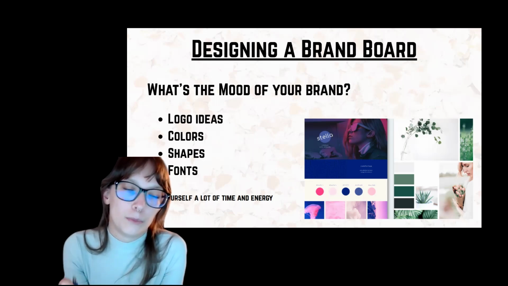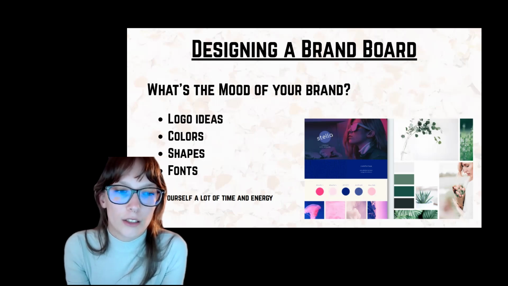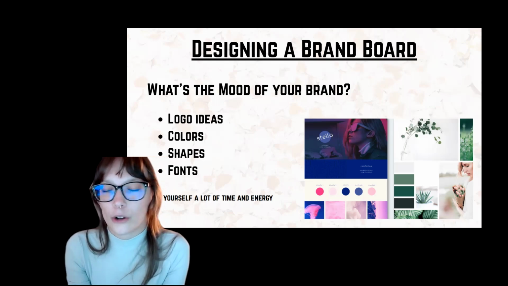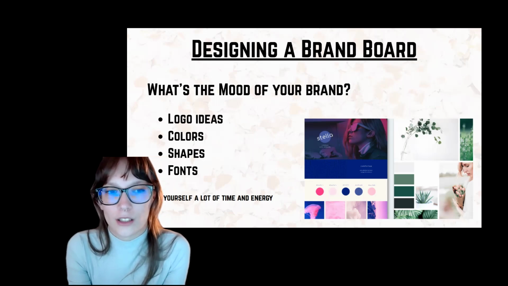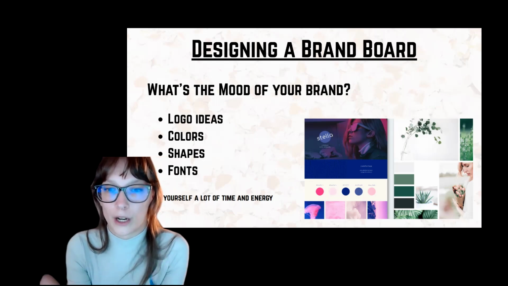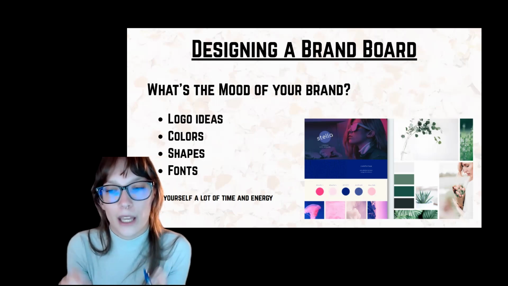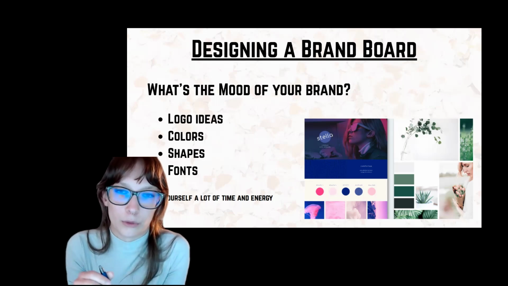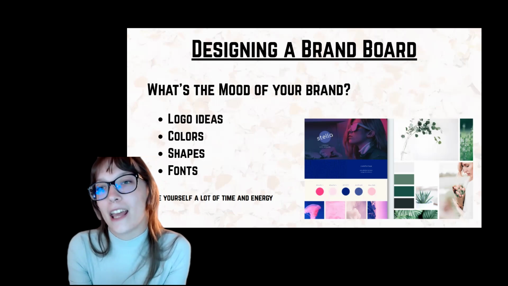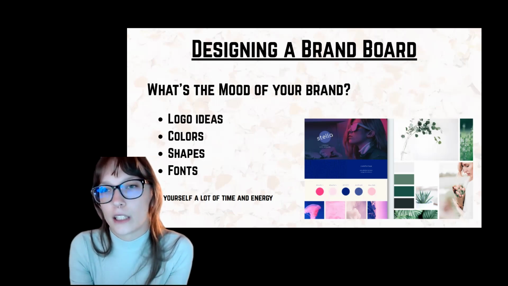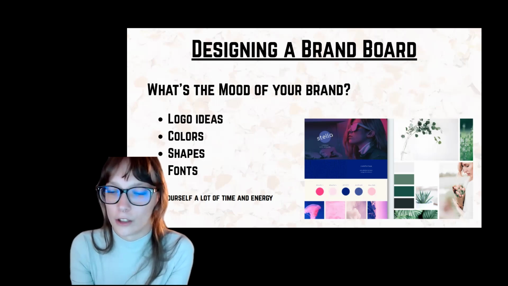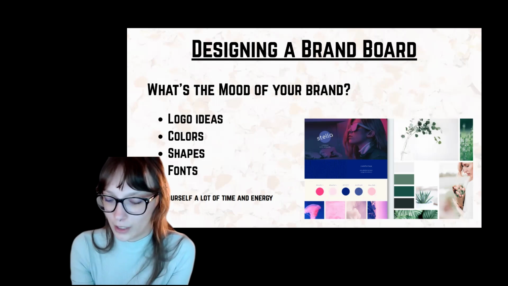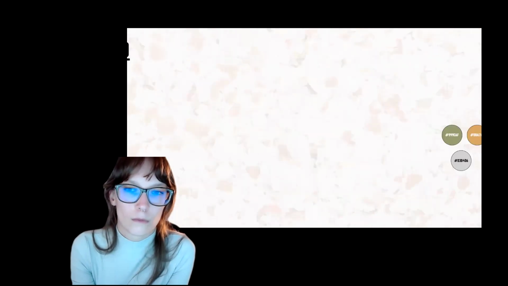In your brand board, you will include things like logo ideas, colors, shapes, fonts. The logo ideas can just be sketches or just ideas. Nothing has to be fleshed out. We are going to start with just a brain dump of what we want, and then we will pick out what works and what doesn't. And having this brand board will save you a lot of time and energy in the future. You will have these things picked out in advance, and you won't be so overwhelmed when you're putting something together. You won't be scrambling to put something together later on.